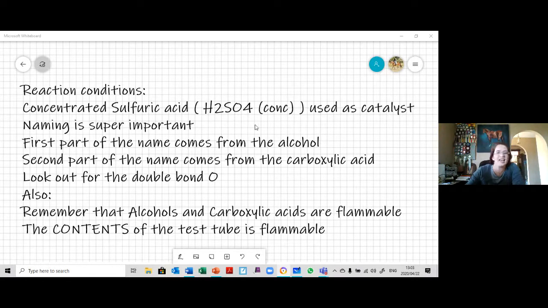So naming esters are also important. The first part of the name comes from the alcohol used, and the second part of the name comes from the carboxylic acid. And the way to pick up that it comes from the carboxylic acid is you look for the double bond O. Now, they like asking this question too. Remember that alcohols and carboxylic acids are flammable. The contents of the test tube is flammable. The test tube is not flammable.